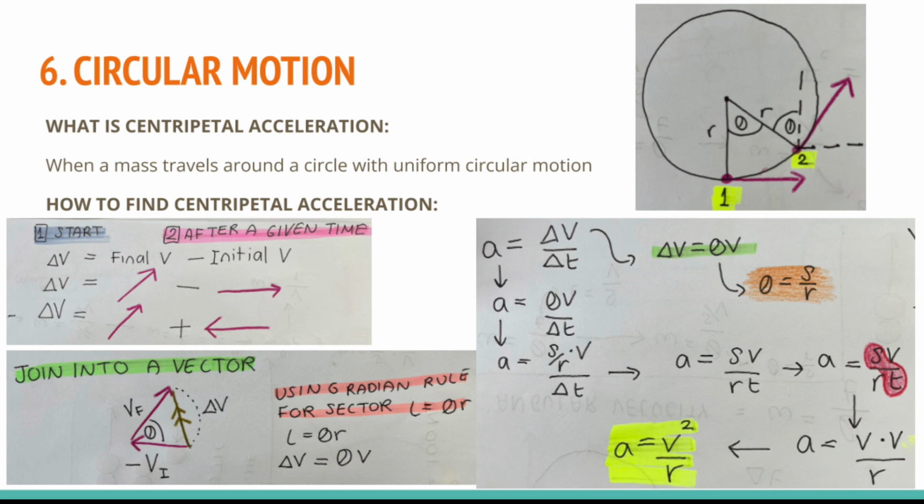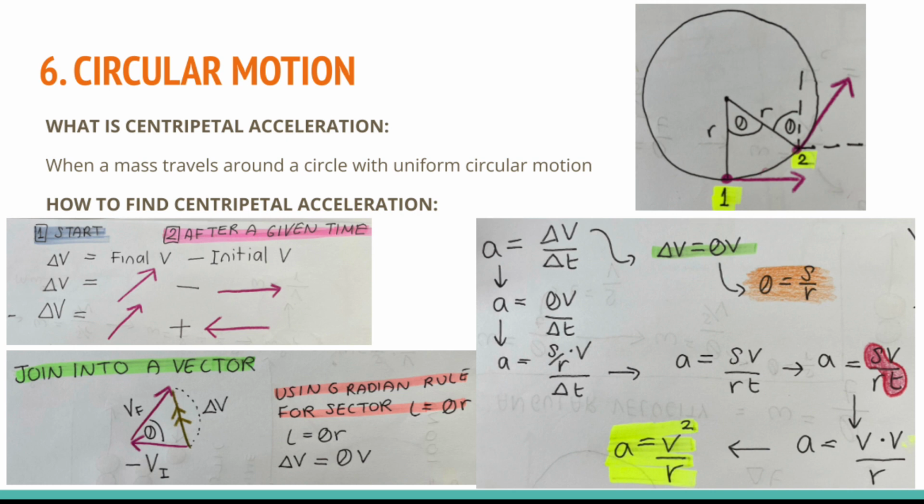As you can see, I drew it with dots. This vector triangle is still a sector, and so we can use the radian rule for the sector, which is L equals theta multiplied by R, and we can start to make a substitution. So L equals theta R, which basically equals change in velocity equals theta multiplied by the velocity. From this, we have a substitution value that we can use. As I mentioned, acceleration is equal to the change in velocity divided by change in time. Since change in velocity is equal to theta multiplied by v, we can sub this into the change in velocity part.